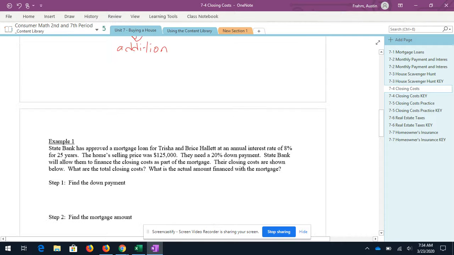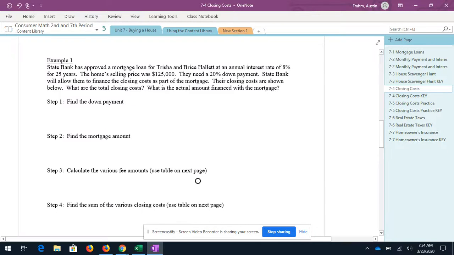All right, so getting into our first example, it says that State Bank has approved a mortgage loan for Tricia and Bryce at an annual interest rate of 8% for 25 years. The home selling price was $125,000. They need a 20% down payment, and State Bank will allow them to finance the closing costs as part of the mortgage. Their closing costs are shown below. What are the total closing costs, and what is the actual amount financed with the mortgage?